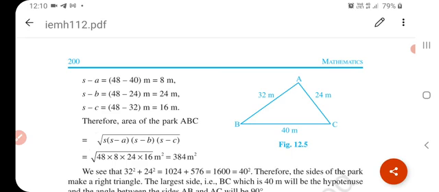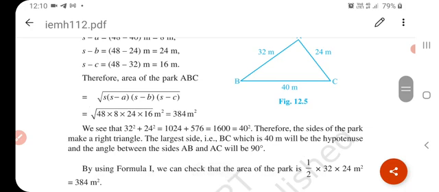Therefore the sides of the park make a right triangle, the largest side being BC. We got the answer 384 meter square. Now if we want to see it from another side, using the altitude, we see that 32 square plus 24 square is equal to 1024 plus 576, that is 1600, and that is 40 square. Therefore the sides of the park make a right triangle. Here we find that the sides form a right angle triangle, that is BC, which is 40 meter, will be the hypotenuse and the angle between sides AB and AC will be 90 degrees.